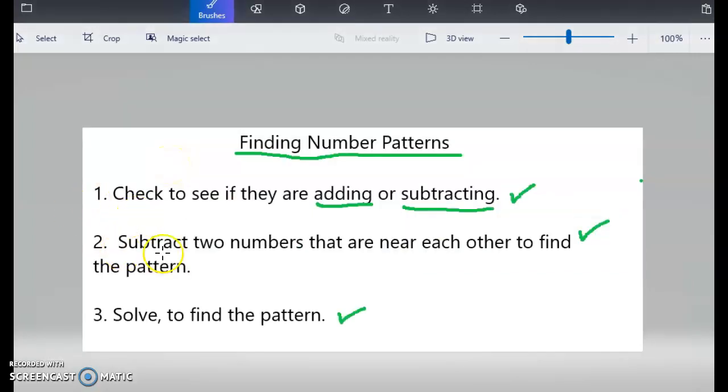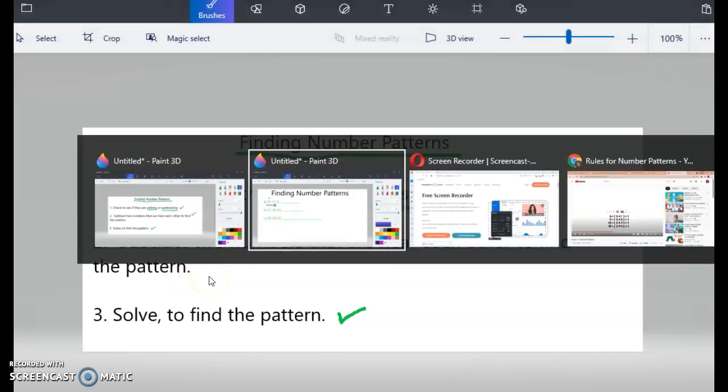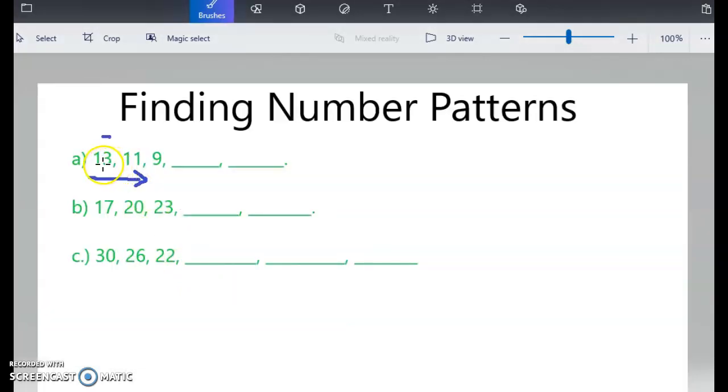So let's look at our second reminder here. Subtract two numbers that are near each other to find the pattern. So we want to go ahead and subtract two numbers that are close by. In this case, it will be 11 and 13. We're going to subtract them to find out how much. What's the rule that they're following? Are they subtracting 1? Are they subtracting 2? And remember, the word subtraction means take away. So are they taking away 1? Are they taking away 2? That's what we want to find out.